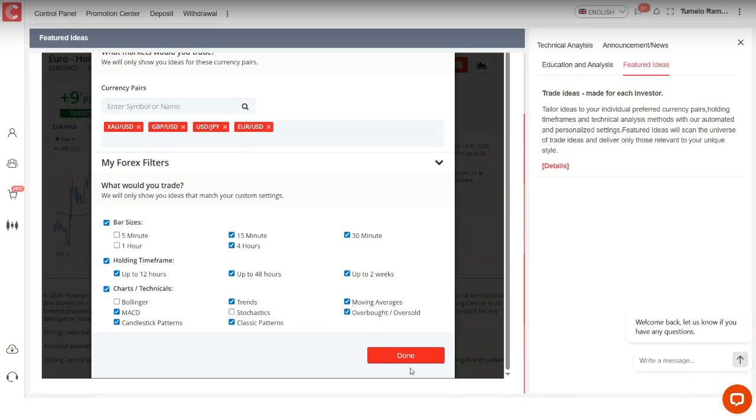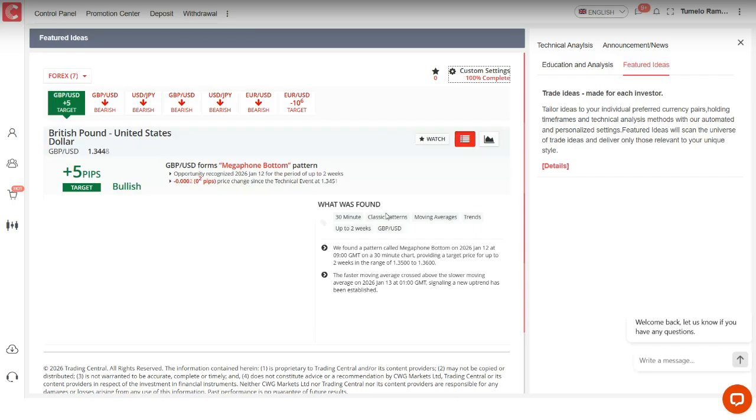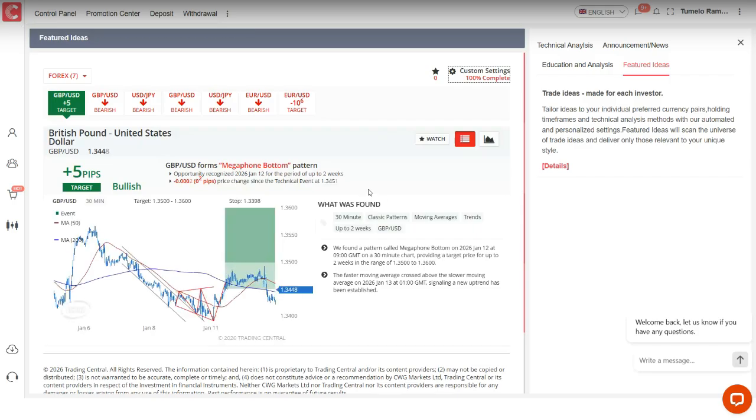So what this will do now is once you have selected this filter, you click on done, and what the system will do is it will filter all the trade ideas based on those filters that you have selected. Now, as you can see at the top, the currency pair list has changed, and as you can see, we have, apologies, we have a potential buy signal on GBP USD.